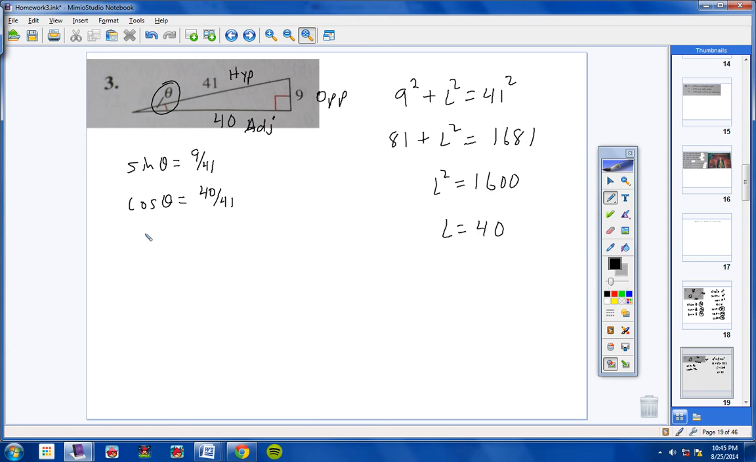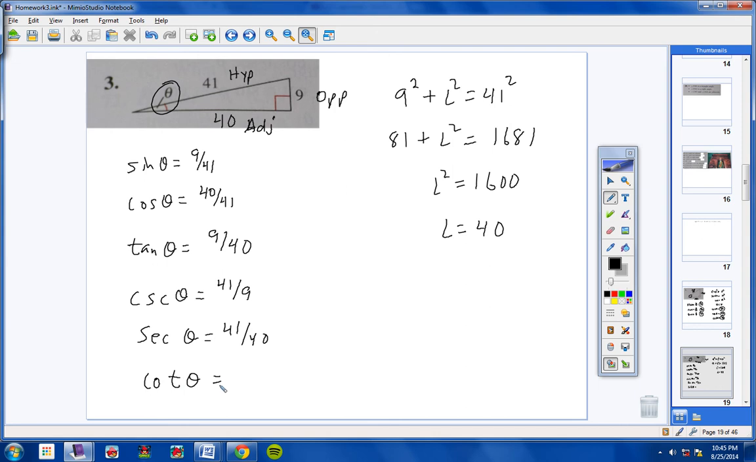And the tangent of theta would be opposite over adjacent, 9 over 40. And then, of course, the cosecant is the reciprocal of sine, and so the cosecant of theta would be 41 over 9. The secant of theta would be the reciprocal of cosine, and so secant of theta would be 41 over 40. And then cotangent is the reciprocal of tangent, and so the cotangent of theta would be 40 over 9. Okay, hopefully that makes sense.